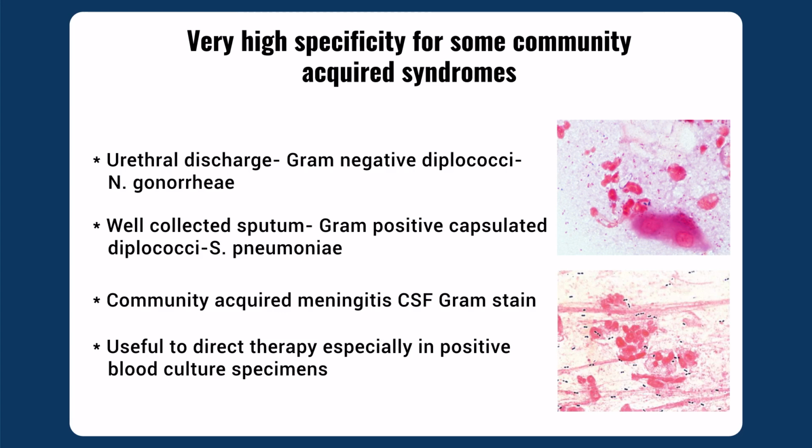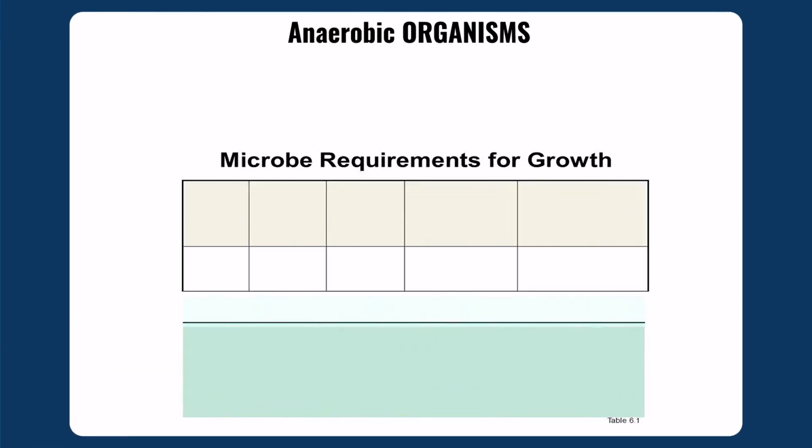The second group of organisms is anaerobic. We can also differentiate bacteria based on their physiological requirement, which is dependent on the presence or absence of oxygen. There are two subsets of bacteria in this, gram-positive and gram-negative.